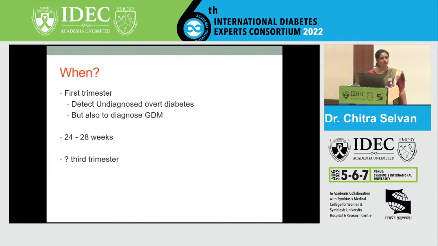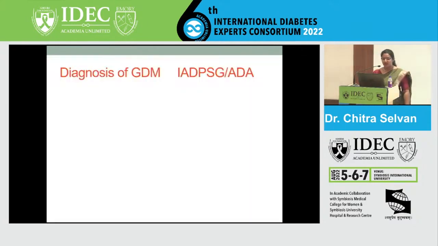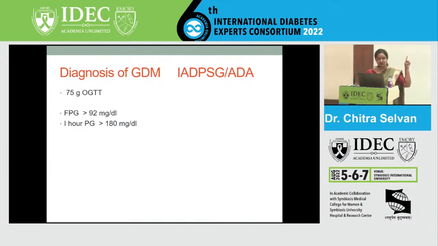Now, what test do you use to screen? OGTT is the gold standard for diagnosis. 75 gram OGTT. You do a fasting value, give 75 gram glucose and do a 1 hour and 2 hour, then these are the values that you should be looking at. Notice that the level of cutoff is much lower than it is for non-pregnant individuals. That is primarily because during pregnancy, the fetus is drawing glucose from the mother, so the values are much, much lower. Any one abnormal value suggests the diagnosis of gestational diabetes. This is the IADPSG or the ADA recommendation.